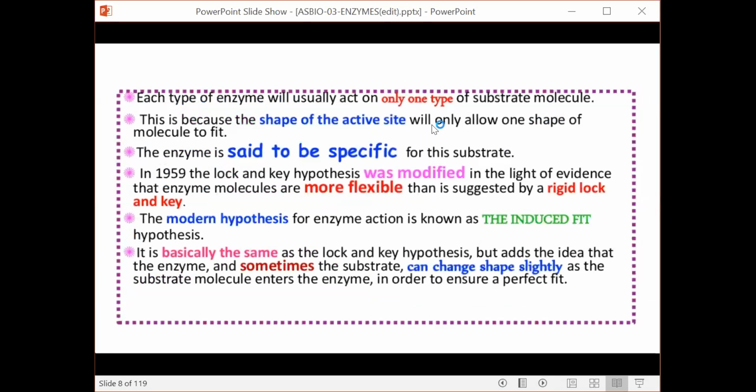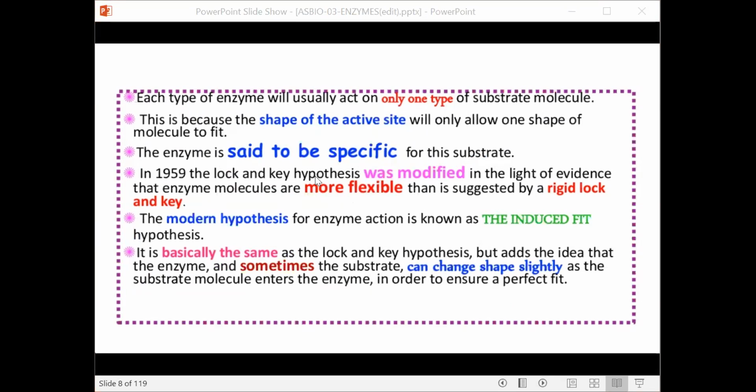So enzymes generally are specific. Each type of enzyme will usually act on only one type of substrate molecule and is considered to be specific for that particular substrate. That means that this enzyme will have this substrate. It will not have any other.